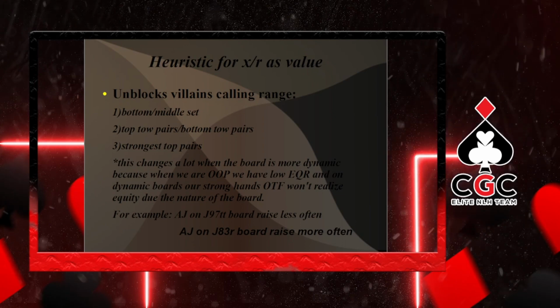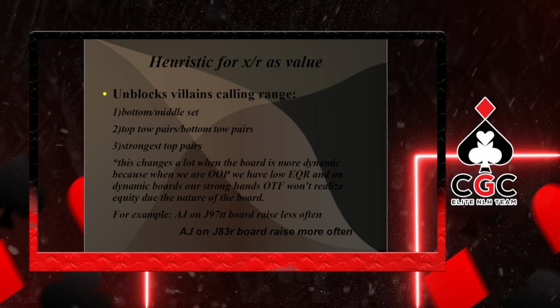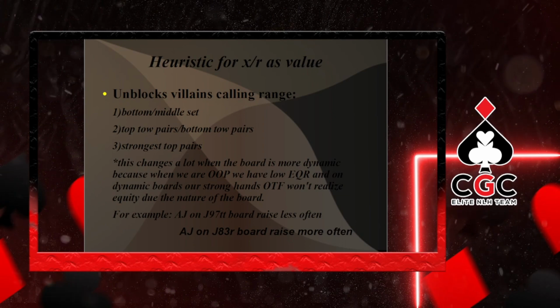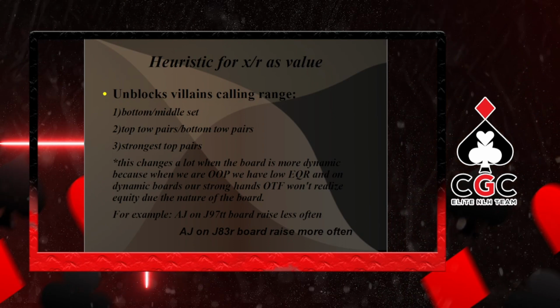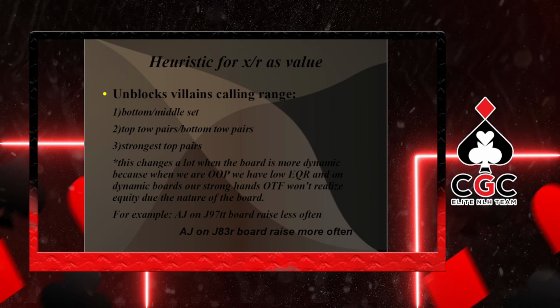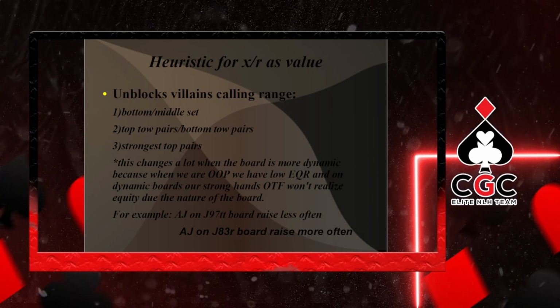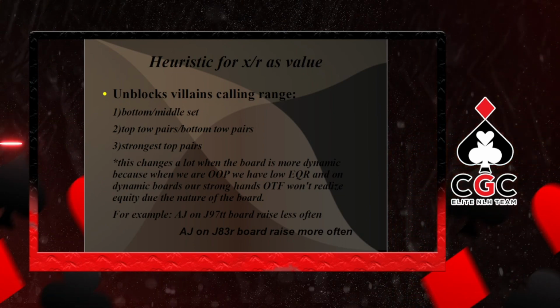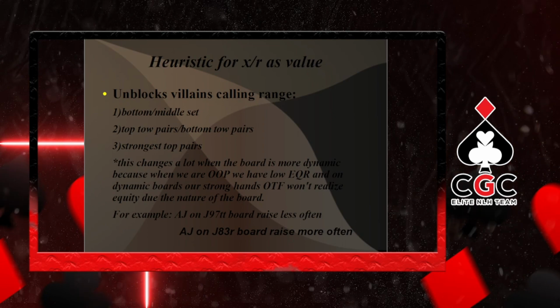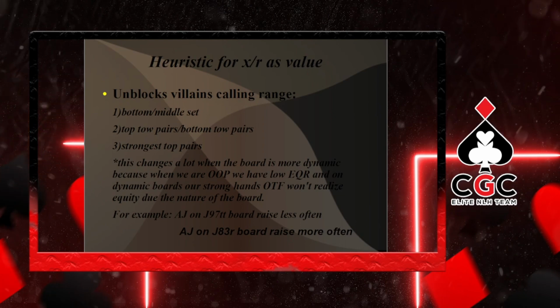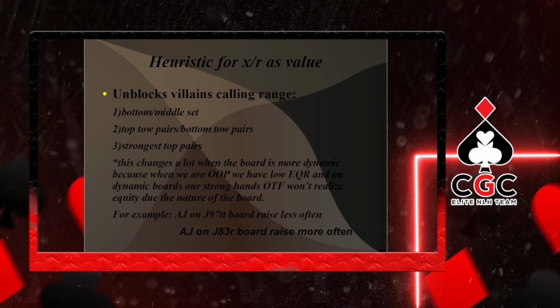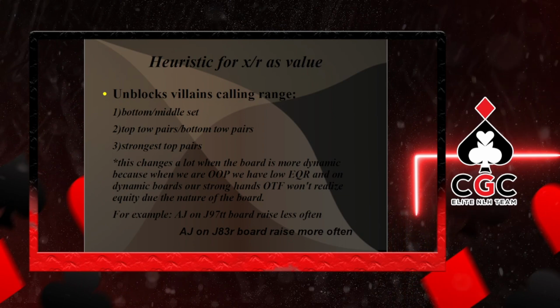Once again, this changes a lot when the board is more dynamic, because when we are in the big blind and out of position, we have low equity realization. And on dynamic boards, our strong hands on the flop won't realize equity due to the nature of the board. For example, let's say we have ace jack and we have a jack 9-7 rainbow with a flush draw. When I write TT, it's two tone. It has a flush draw. So we have ace jack on jack 9-7.